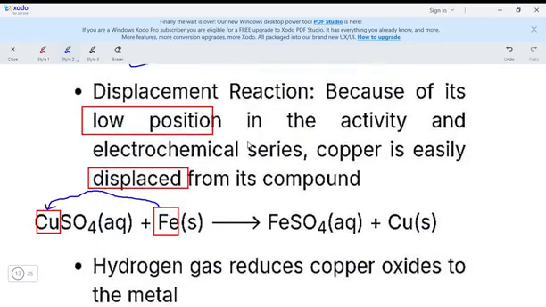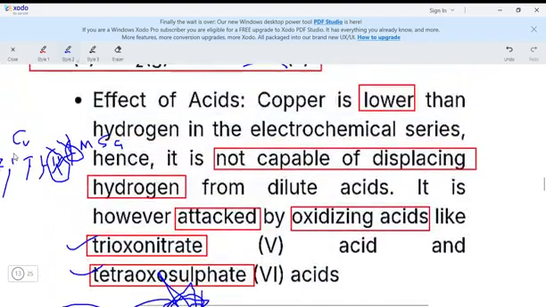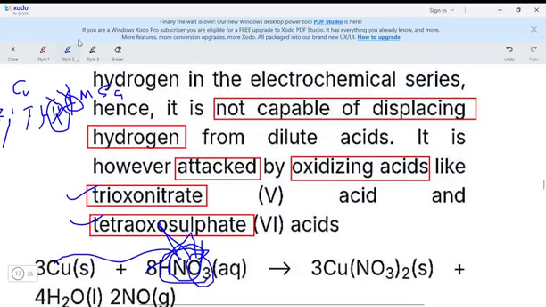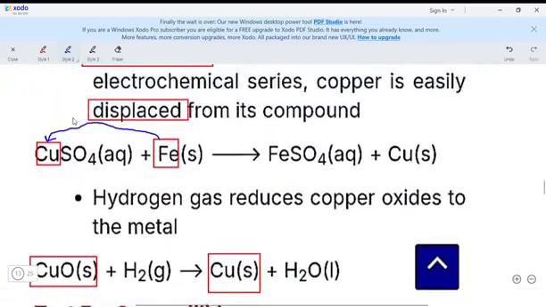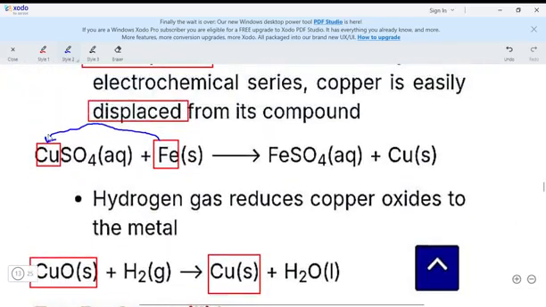Then displacement reaction. If you compare copper with other elements like iron, they can displace copper. From that, Zachariah is too lazy. How can my sister go? So if you compare iron, see where iron is, it says Zachariah is, that means iron. Then look at copper, too lazy. How can? So copper is far, meaning that iron can displace copper from copper sulfate, and it will give you iron 2 sulfate.